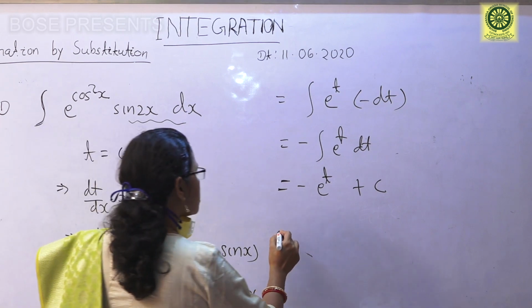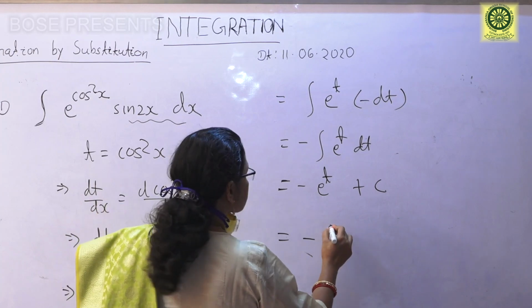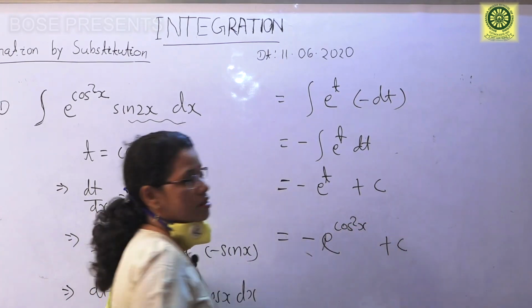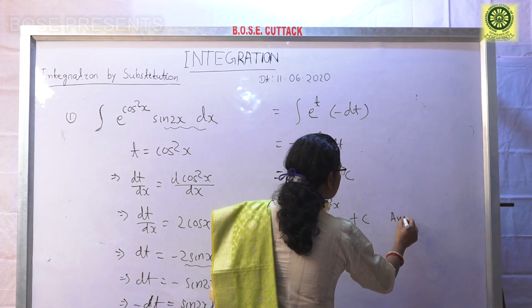Now just replace t by cos square x. Okay. Plus c to get our required answer. This is our required answer.